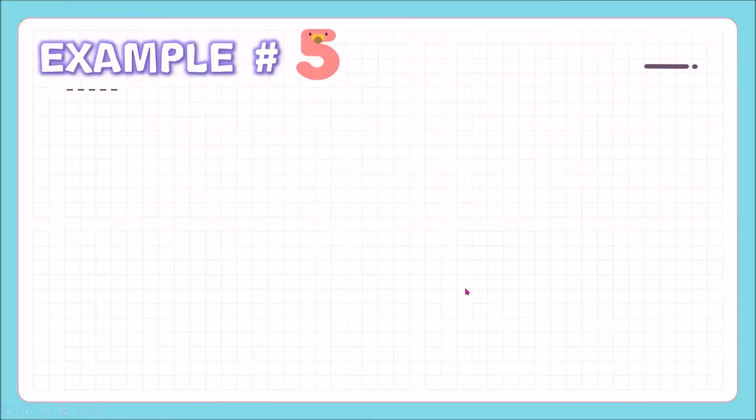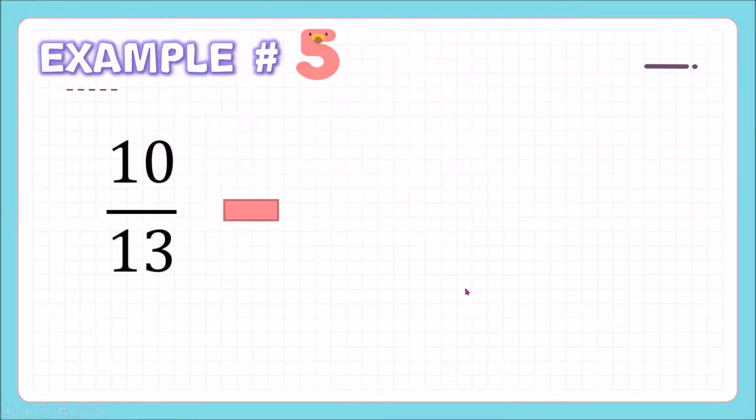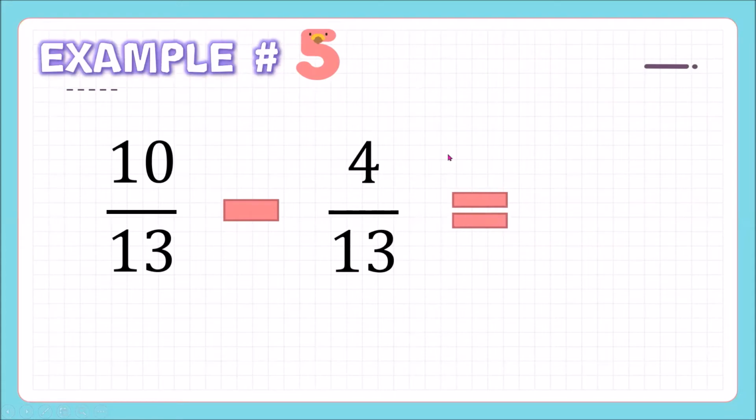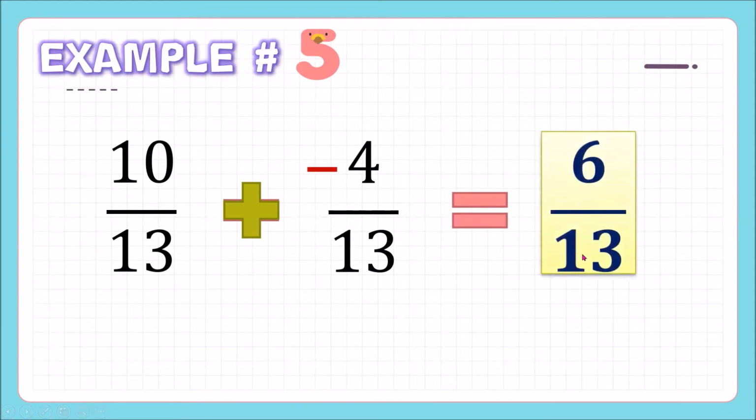Next, example number 5. So 10 over 13 minus 4 over 13. First, let us change the sign of the subtrahend. It will become negative, and then proceed to addition. So our common denominator is 13, just copy. And then positive 10 plus negative 4. Different signs, so subtract. 10 minus 4, we have 6. The sign is positive because 10 is greater than negative 4. 10 here is positive. So we have positive 6 over 13.